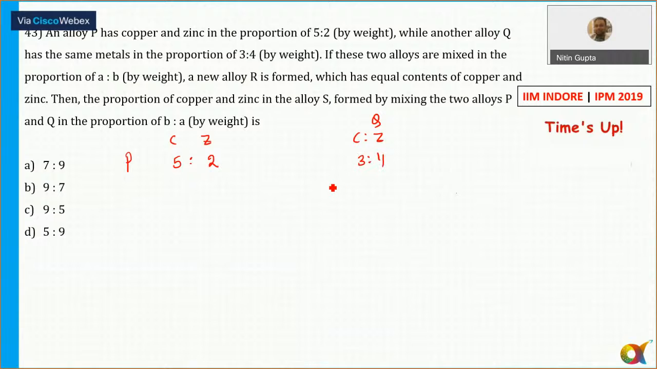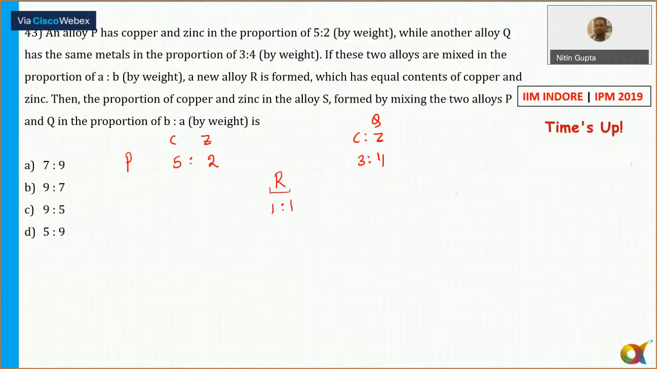If these alloys are mixed in the proportion A is to B, a new alloy R is formed, which has equal contents of copper and zinc. So the new alloy R, by mixing these two, has copper to zinc in the ratio 1:1. In what ratio should alloys P and Q be mixed? So we can go for the alligation rule.